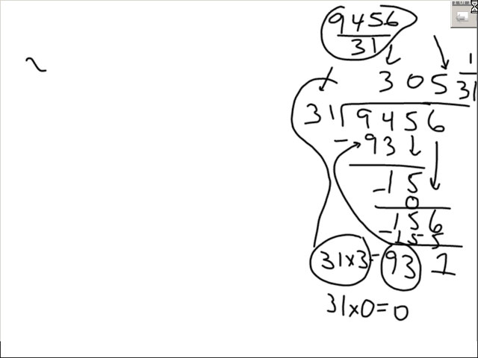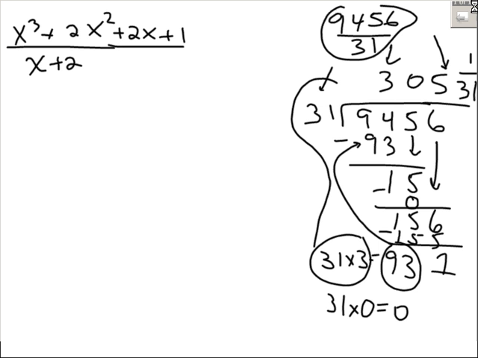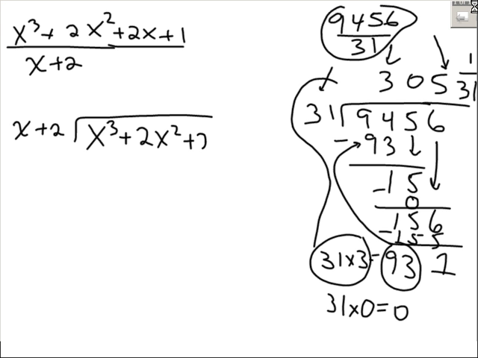Now, suppose I ask you to figure out what x plus 2 into x cubed plus 2x squared plus 2x plus 1 is. How much is that? So, first thing you need to do is to compute x plus 2 into x cubed plus 2x squared plus 2x plus 1. And how you do that is you ask yourself, x times what, and the what goes there. x times what gives you x cubed? And the answer is x squared.